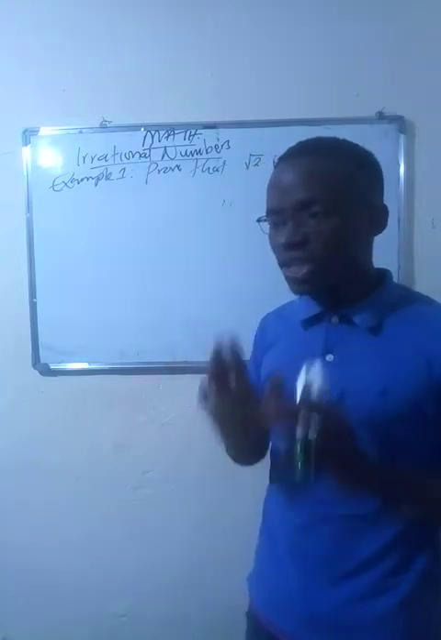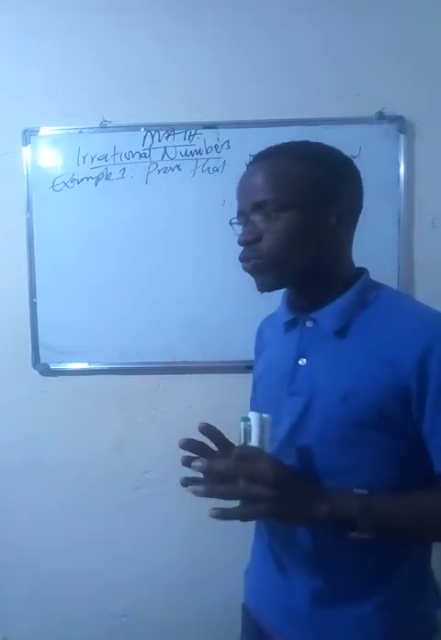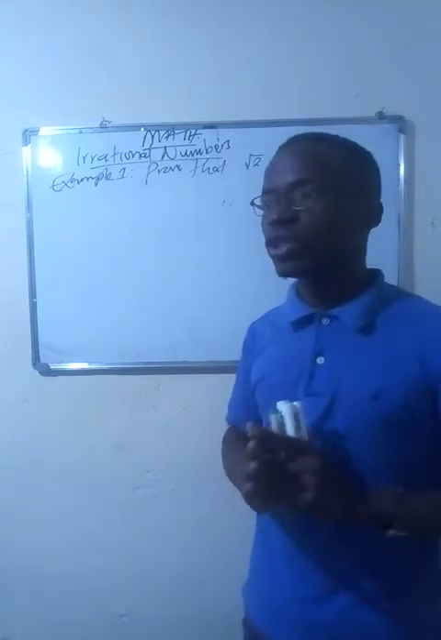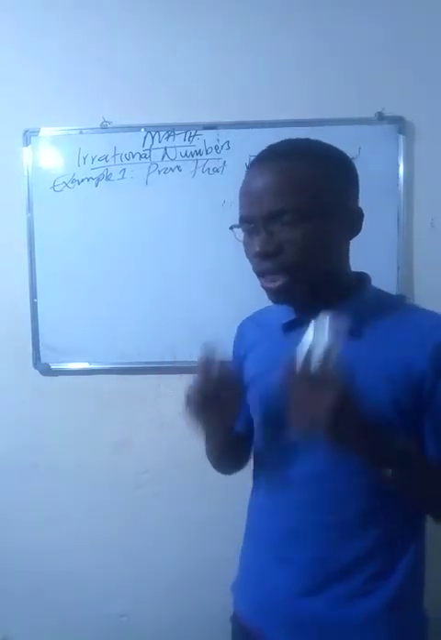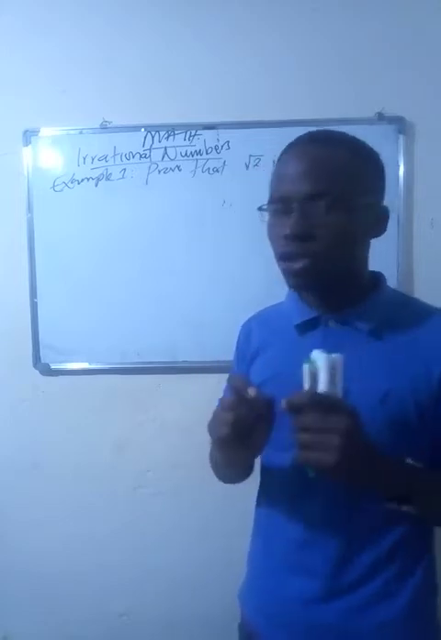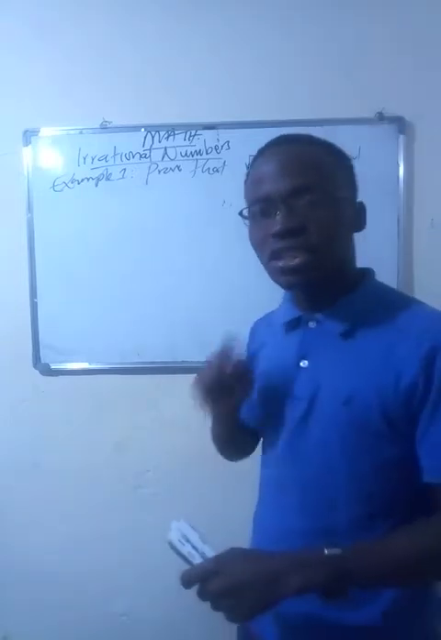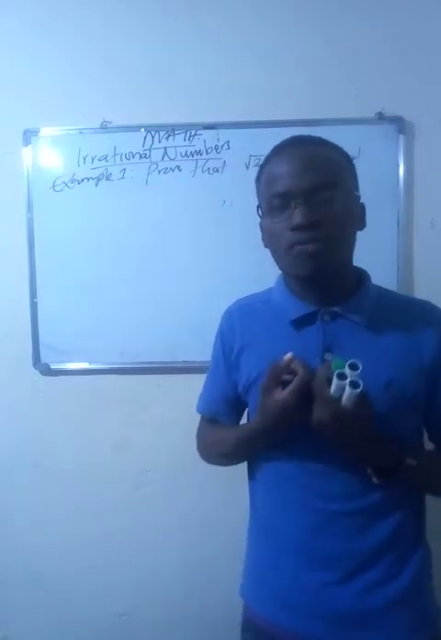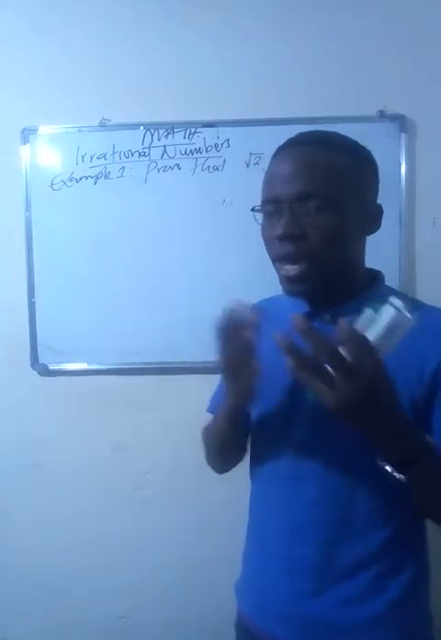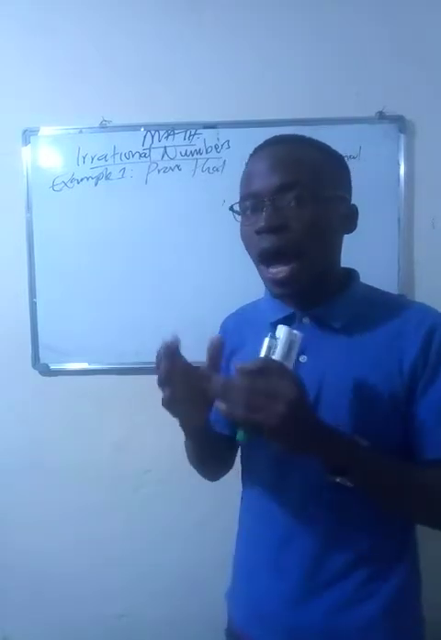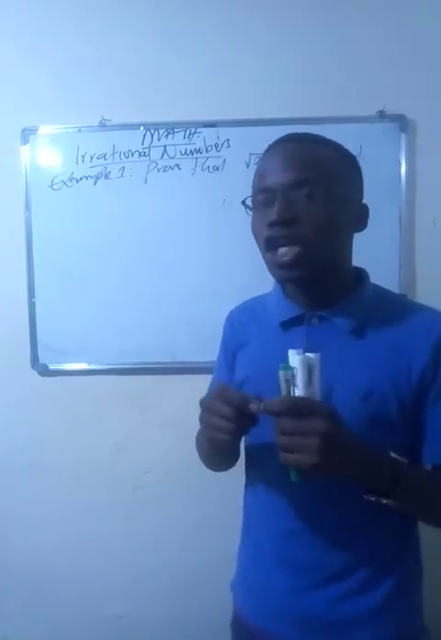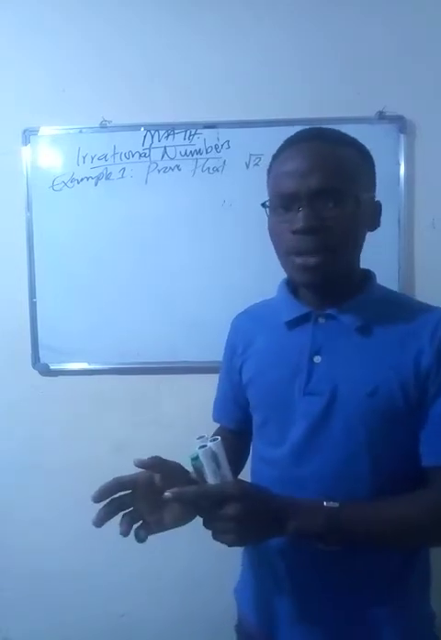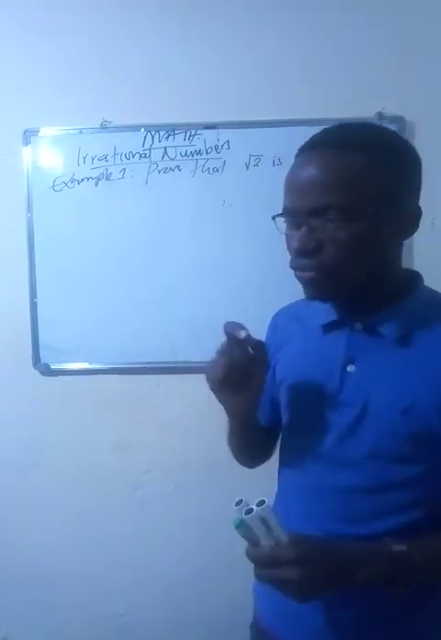So the first thing that we do when proving that root of 2, or any number, is irrational, is to assume that that number is a rational number. And if it is a rational number, by assumption, then it can be written in the form a over b, where a and b are integers, and those two numbers a and b should not have any common factor other than 1. That is the first thing that we do.